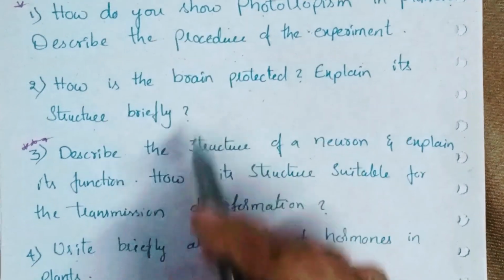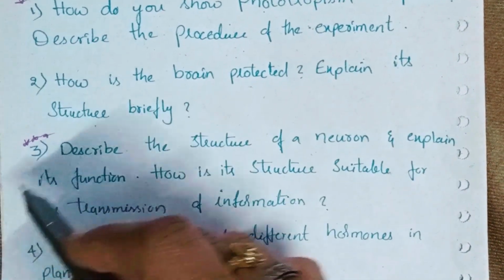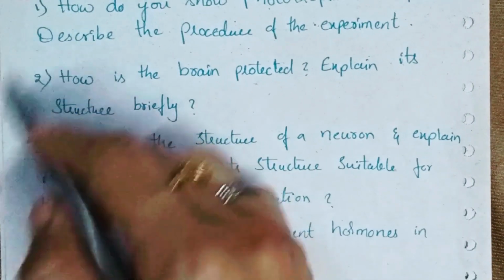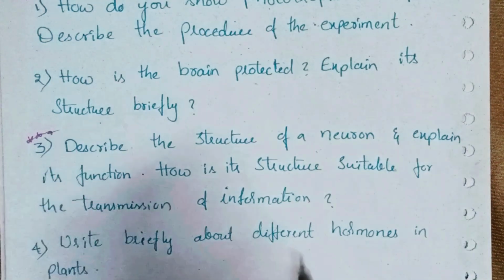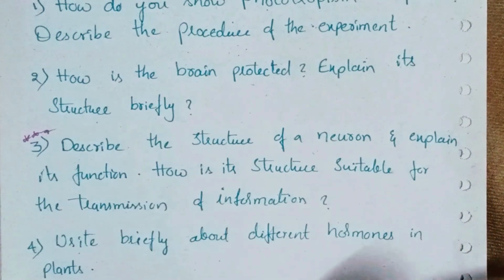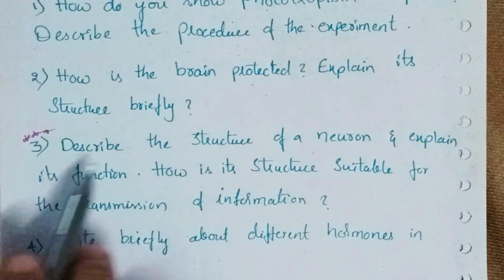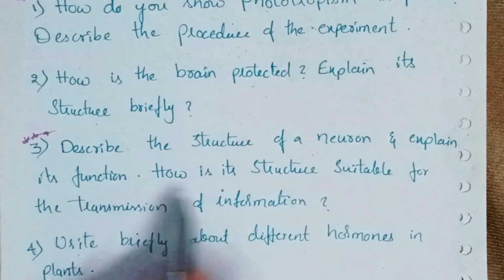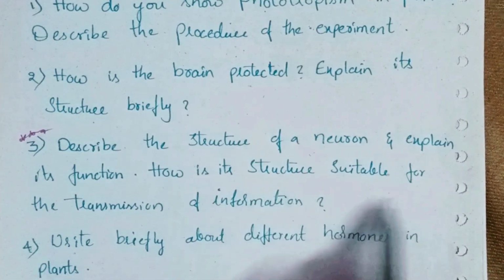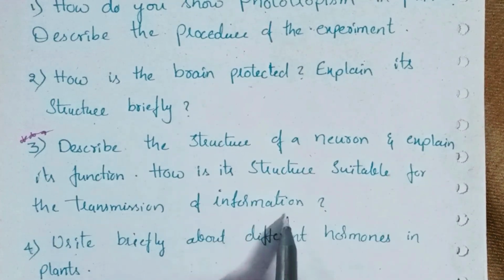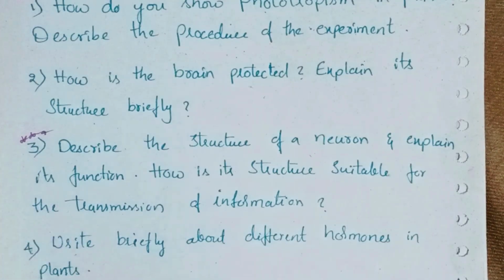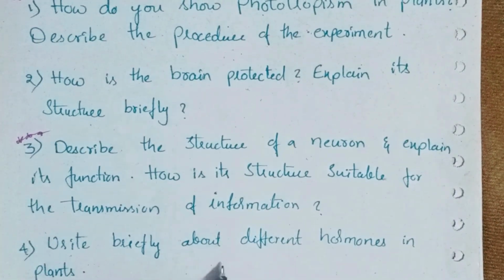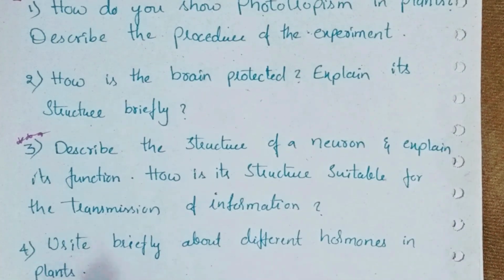Okay, don't think only these questions are important. I'm just marking these type of questions which are most important. So you have to go through all the four questions, remember. Third question is, describe the structure of a neuron and explain its function. How is its structure suitable for the transmission of information? Next, fourth question. Write briefly about different hormones in plants.